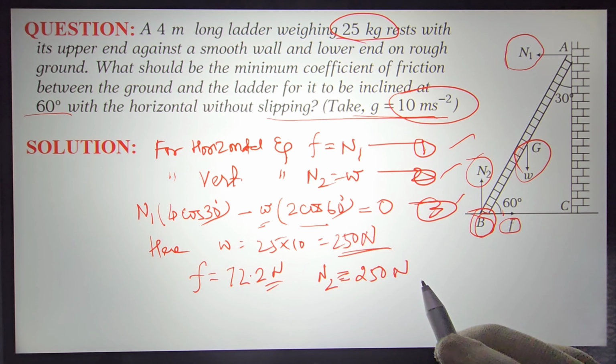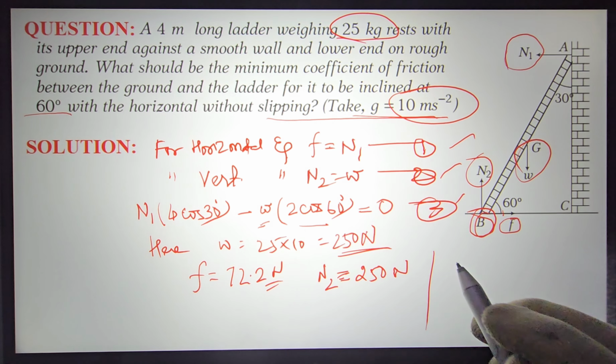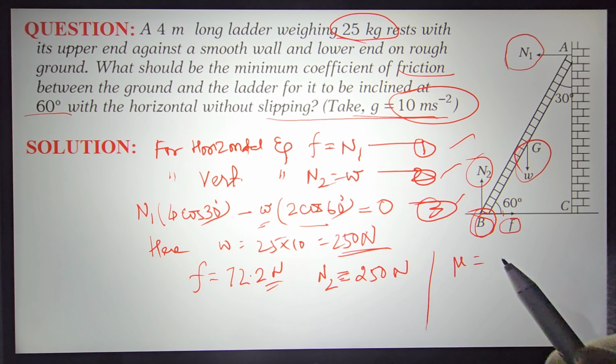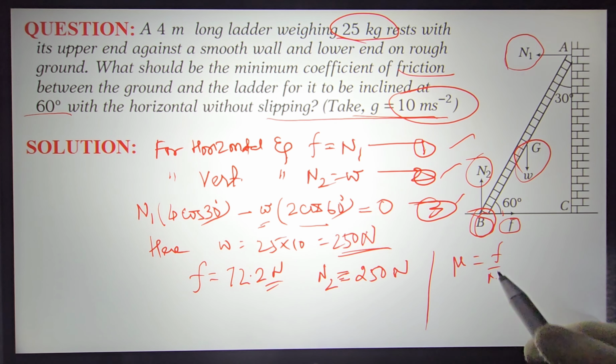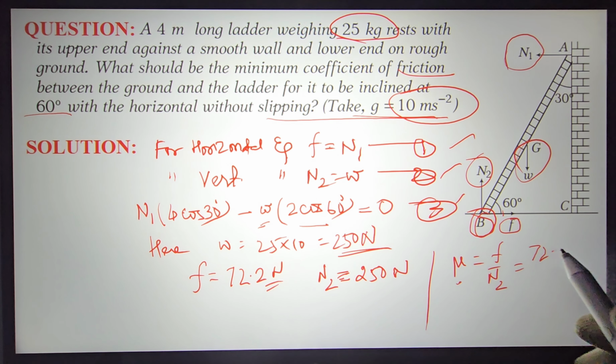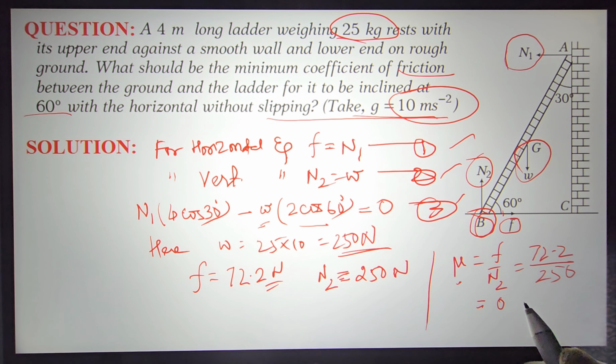Okay, now with the help of these two you can easily get the friction value, means coefficient. We need that, friction between the ground and the ladder. What is the value of mu? So mu is equal to F upon N2, with the help of that you can calculate the value of mu. So this comes out to be simply F is 72.2 and this value is 250. So using these two values I'm getting the answer as 0.29, approximately 0.3. So mu comes out to be approximately 0.3. So this is the answer for this question.